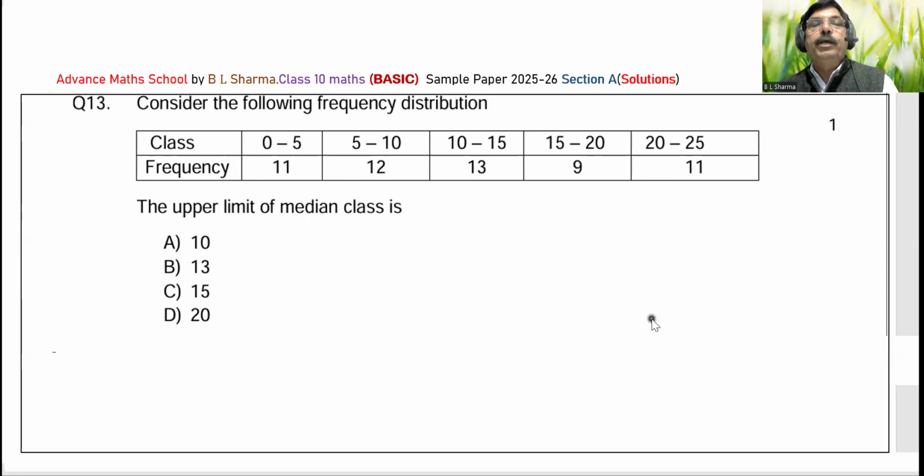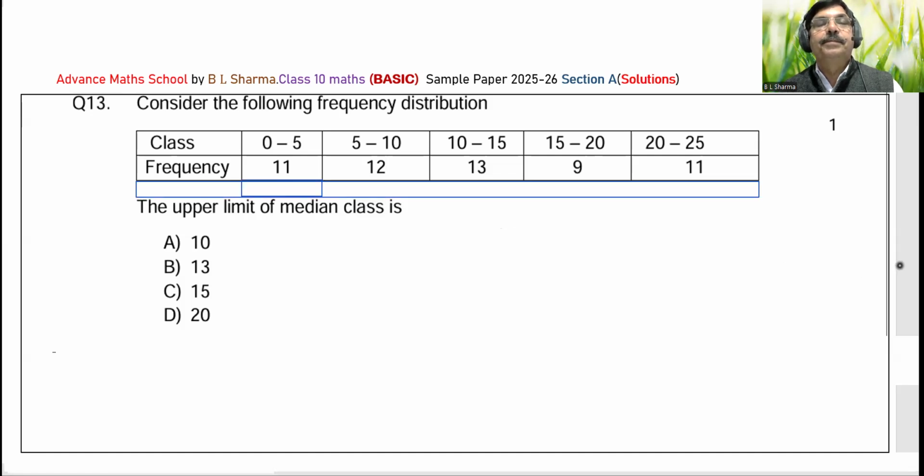Consider the following frequency distribution. The frequency distribution is given and we have to find the upper limit of the median class. For the median class, we first have to draw a frequency table, a cumulative frequency table, sorry.